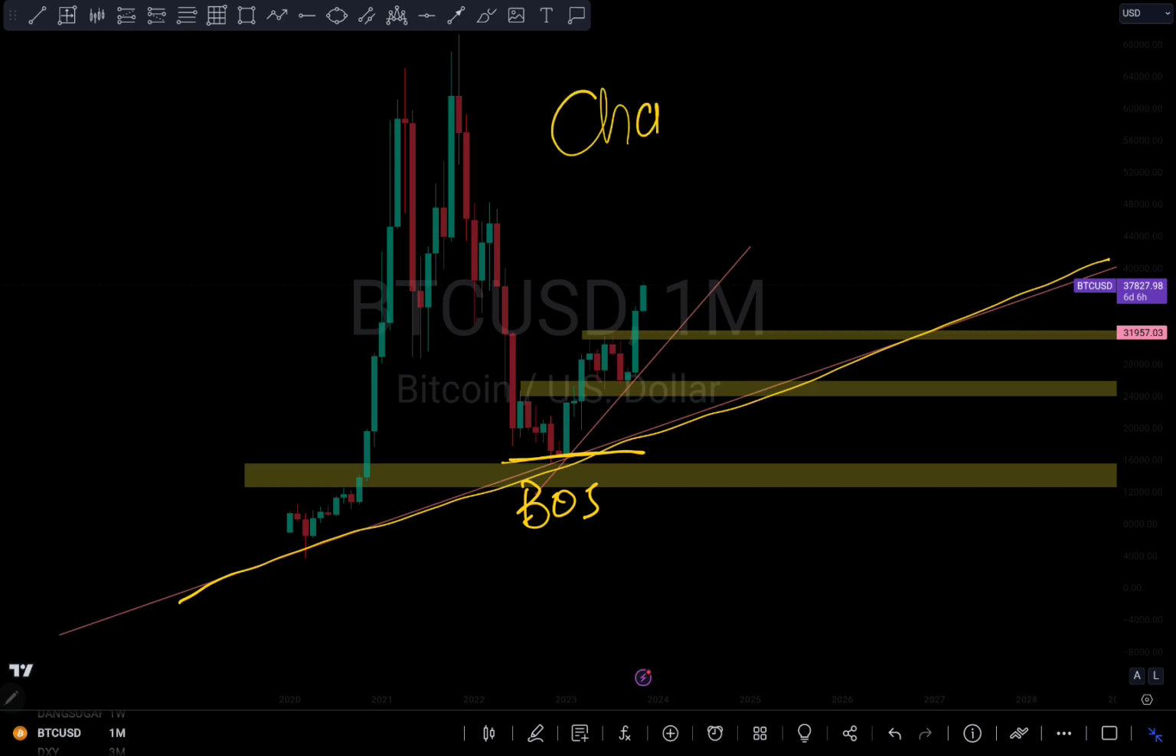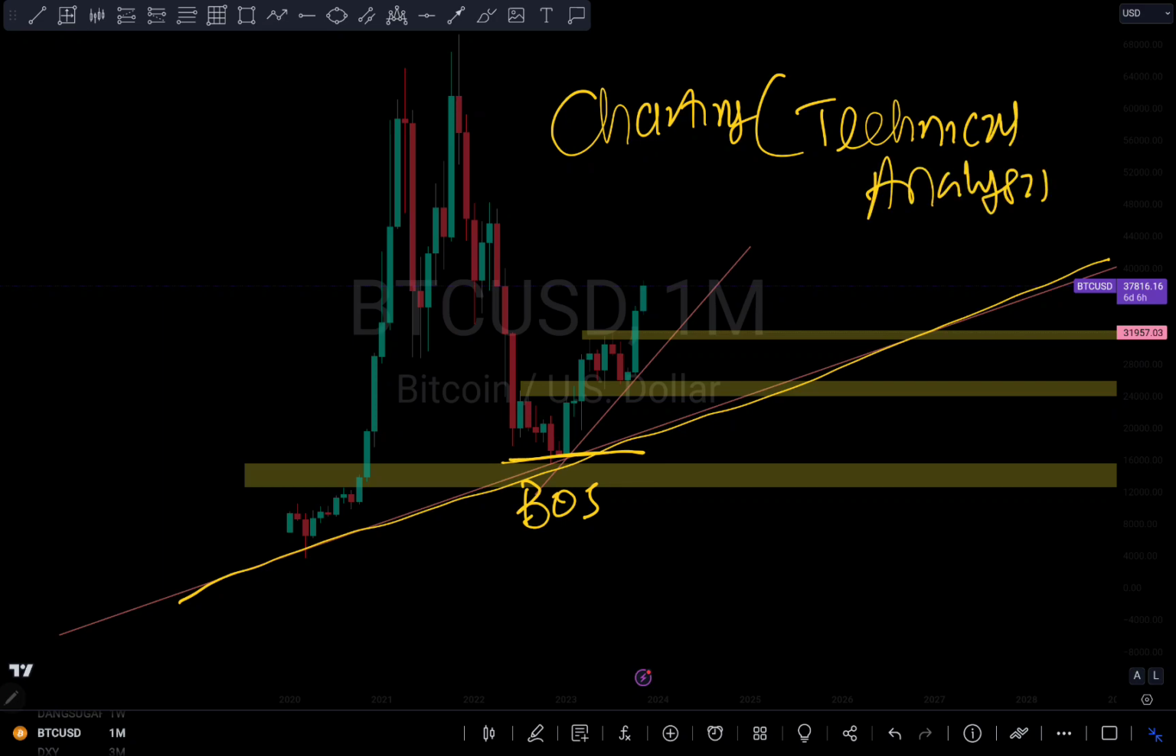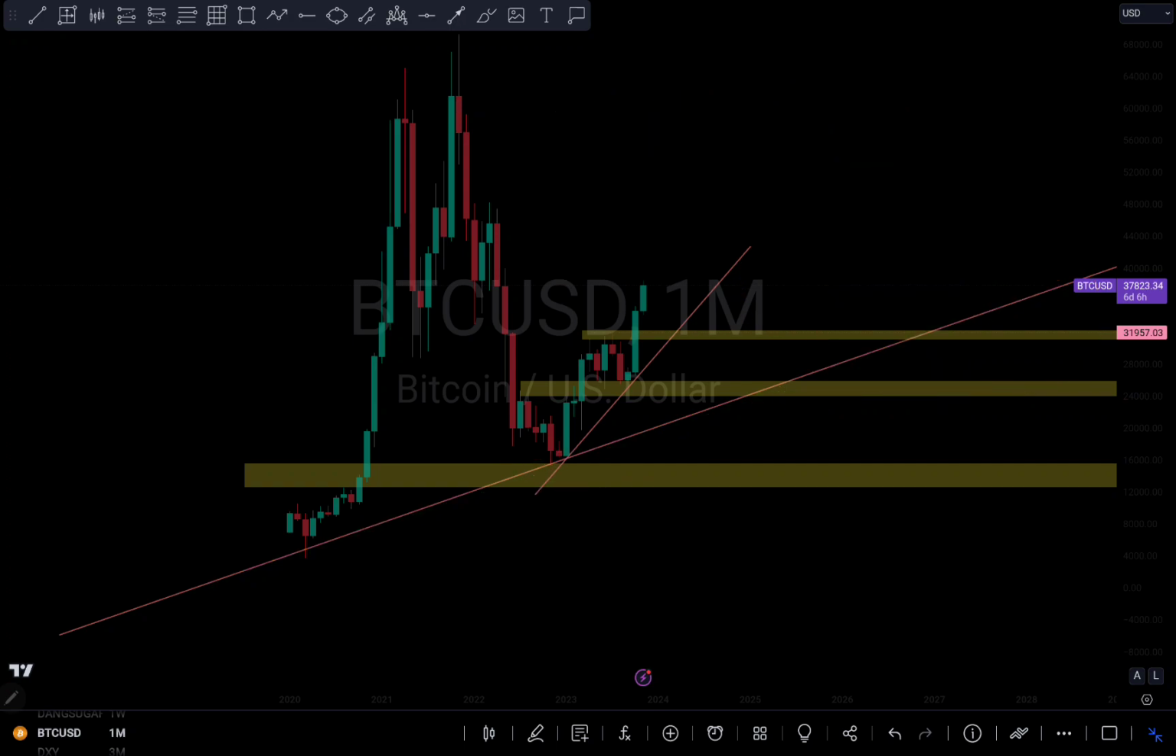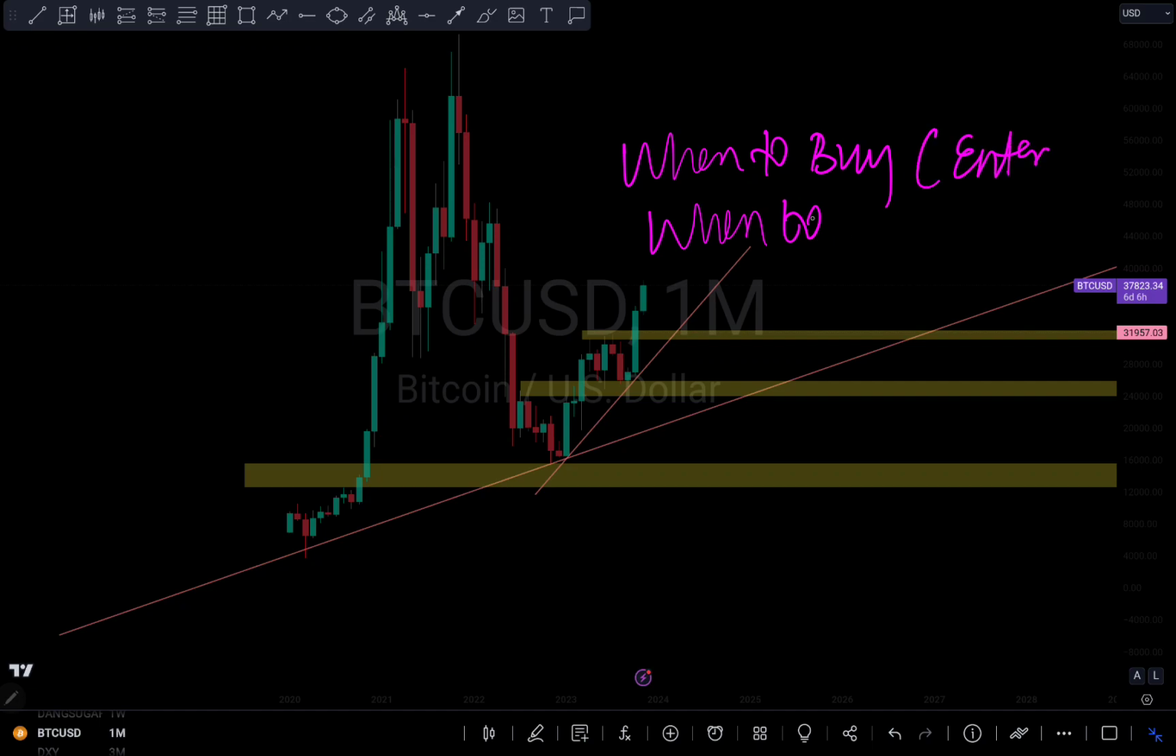I chart and I use fundamental as well. So charting, which is technical analysis, and news, which is fundamental analysis. So using these two to decide on how you want to, you can use these two analyses to decide when to buy, when to exit, when to enter, when to sell.